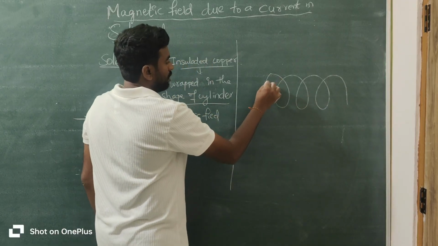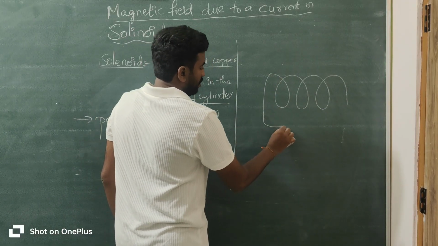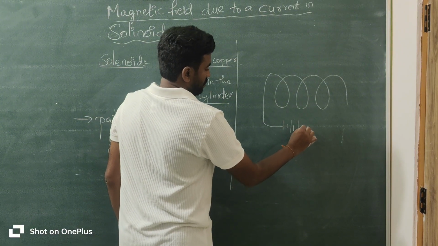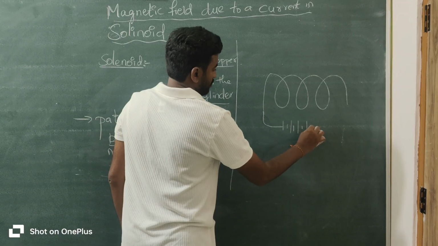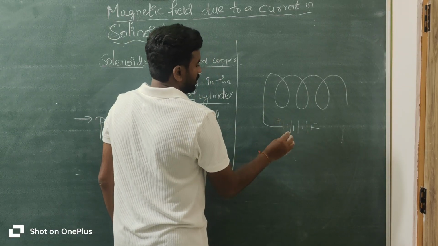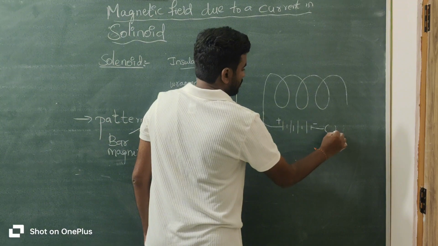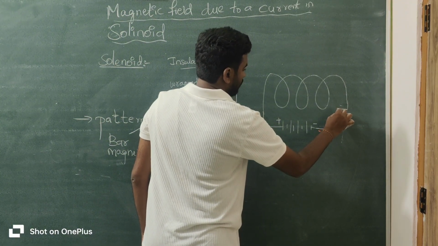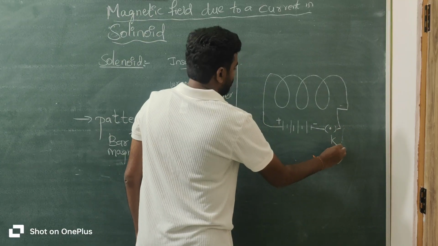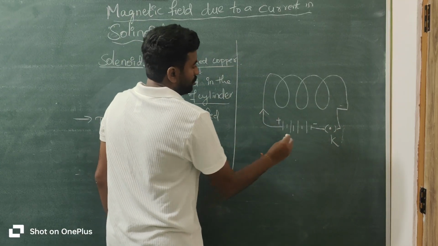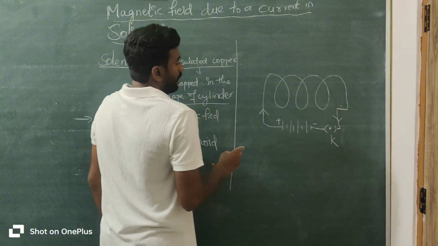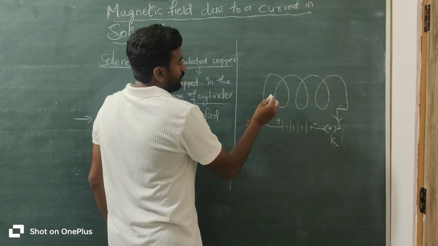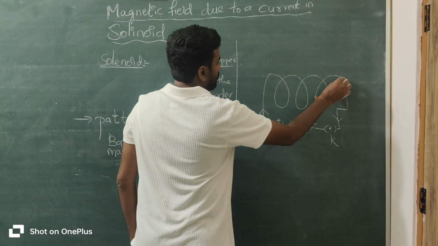This is a copper wire connected to a battery. This is the negative terminal, this is the positive terminal, and a switch, and one end of this coil is connected here. So current is flowing from the positive terminal to the negative terminal. We have already observed that when current passes through a circular loop, we have concentric circles.